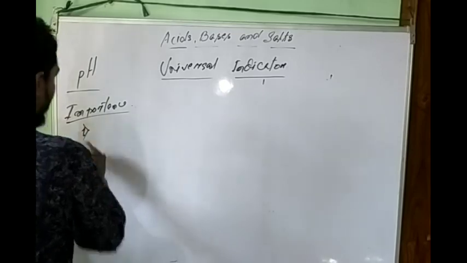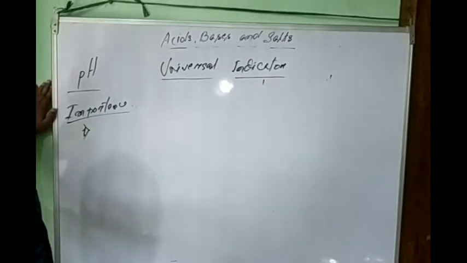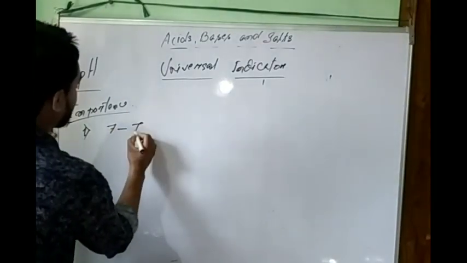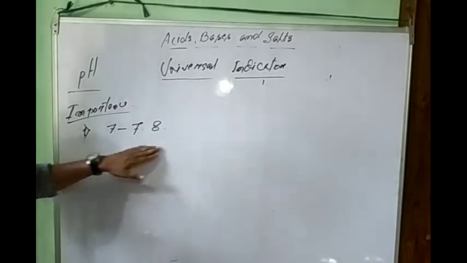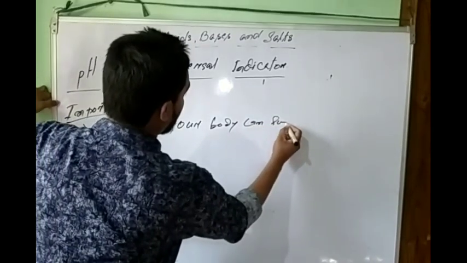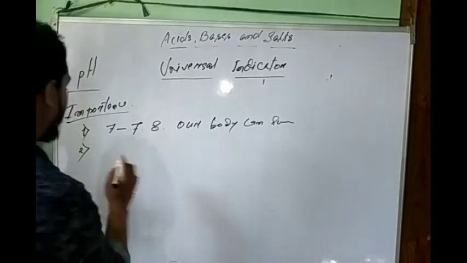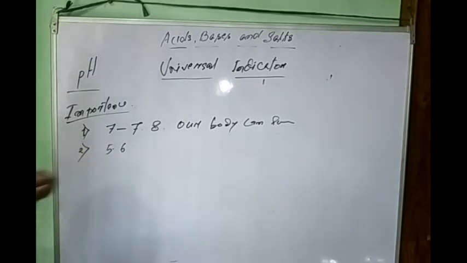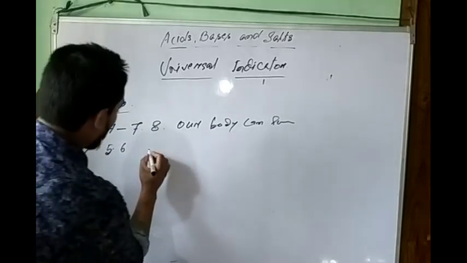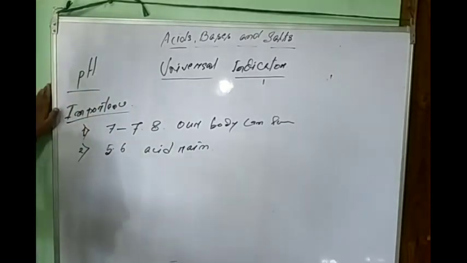Importance. Number one, the body of plants and animals can survive within a small range of pH. Our body can survive within the pH range of 7.0 to 7.8. And if the pH of rainwater decreases below 5.6, it is called acid rain. That can harm aquatic life.